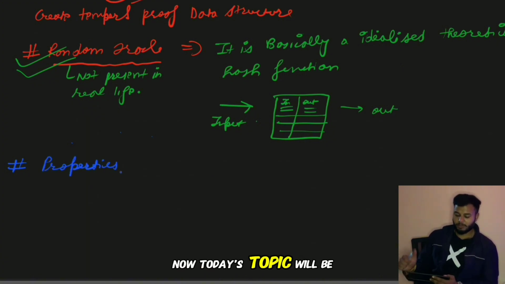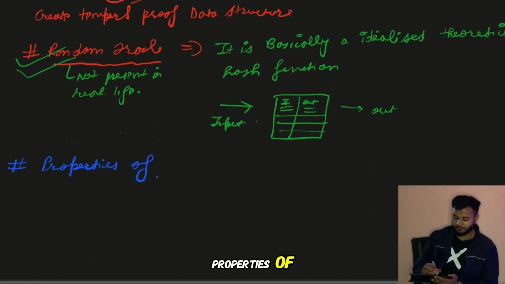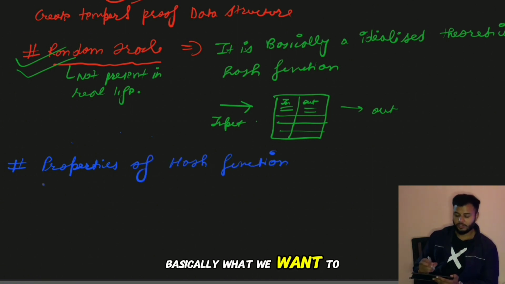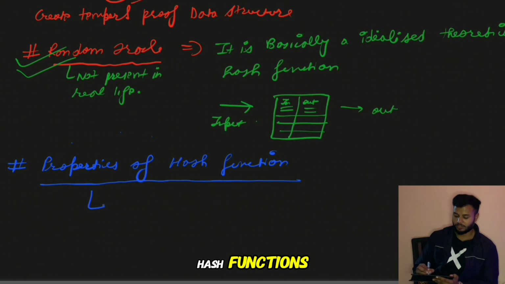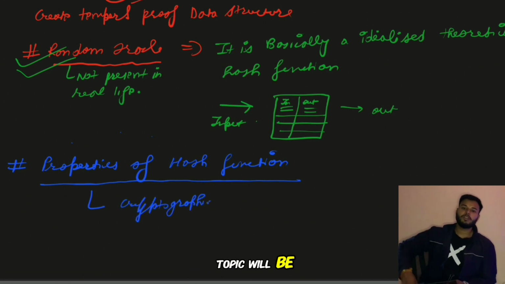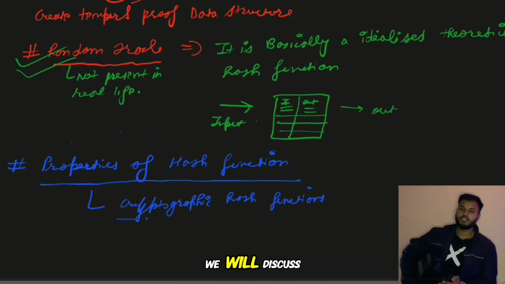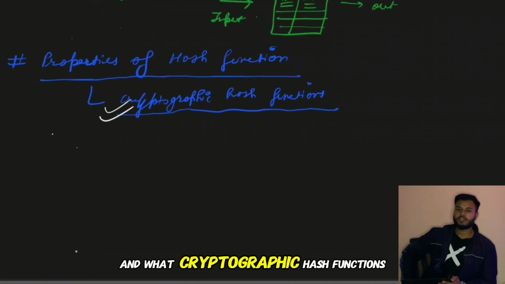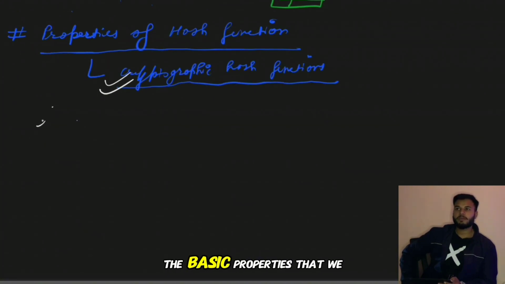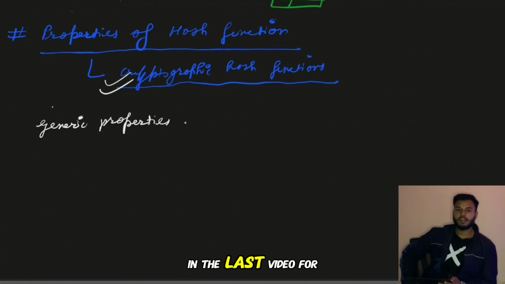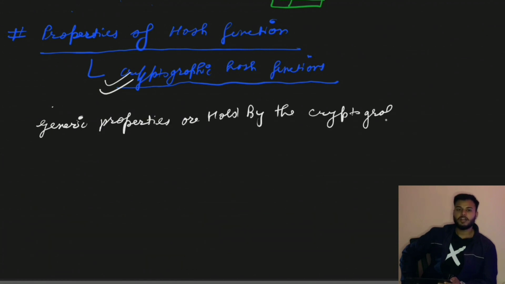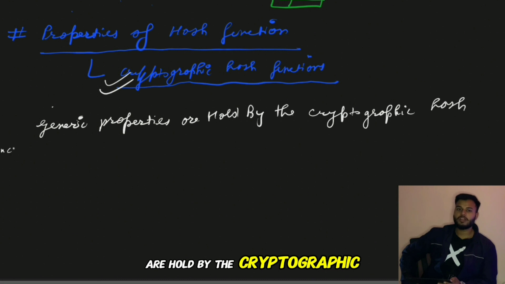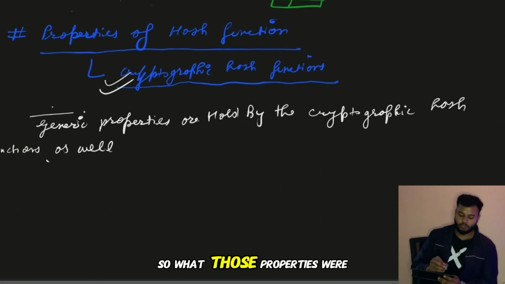Now today's topic will be properties of hash functions. Basically, what we want to discuss is cryptographic hash functions. We will discuss what cryptographic hash functions are and their properties. The basic properties that we discussed in the last video for generic hash functions are held by cryptographic hash functions as well. So what were those properties?